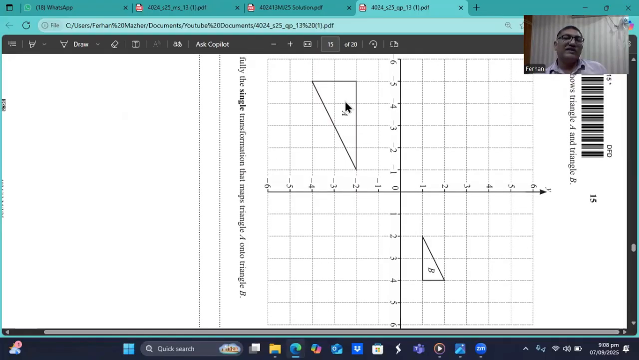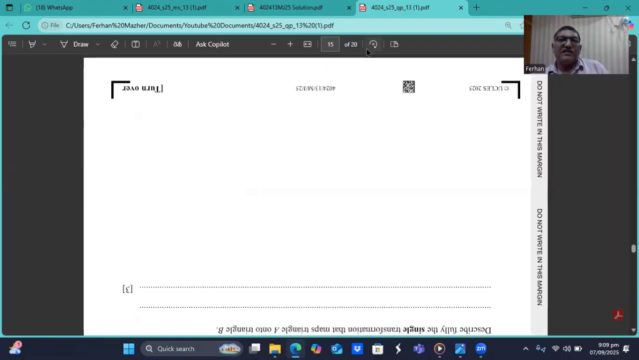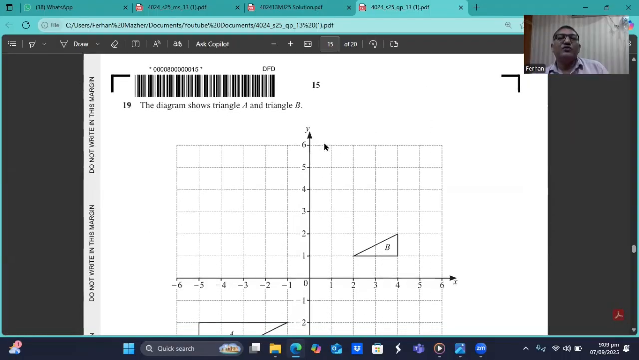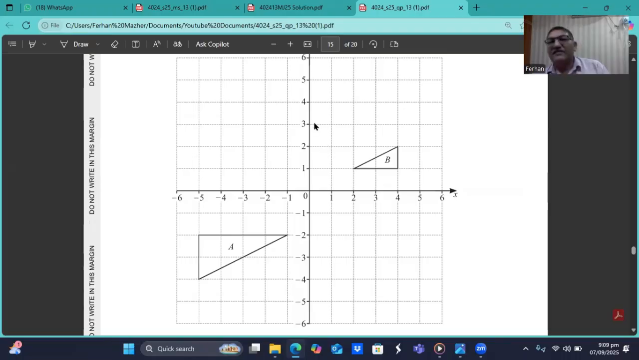So A onto B, you can see that their lengths have changed. The shape is still the same. And so I think it's an enlargement. So when you want to describe an enlargement, you need to know the center of the enlargement, and you need to know the scale factor for the enlargement, or you can say enlargement factor. So what we will do, the method is very simple. You join the same points. You join this point, where the angle is 90 with each other, prolong them on both the sides.